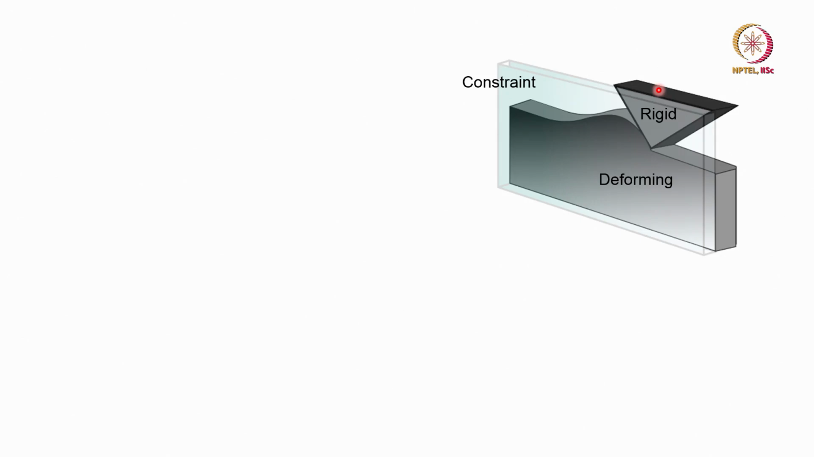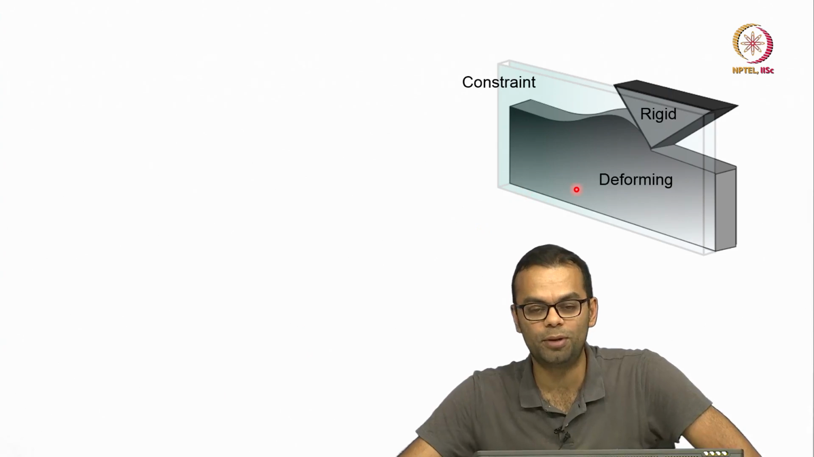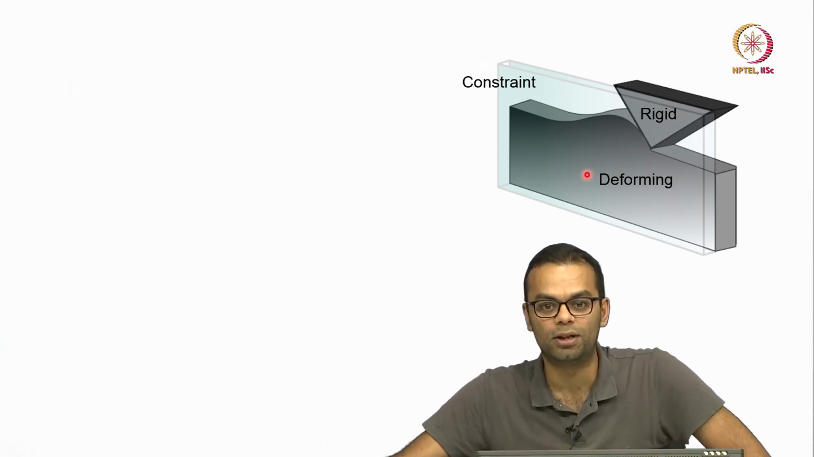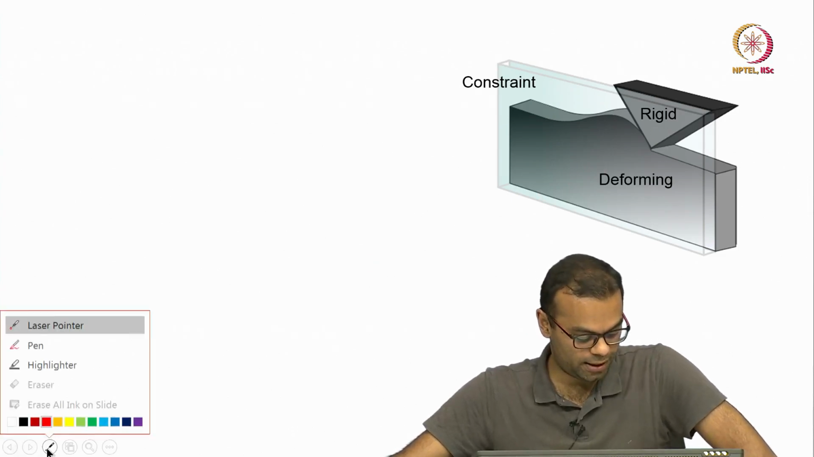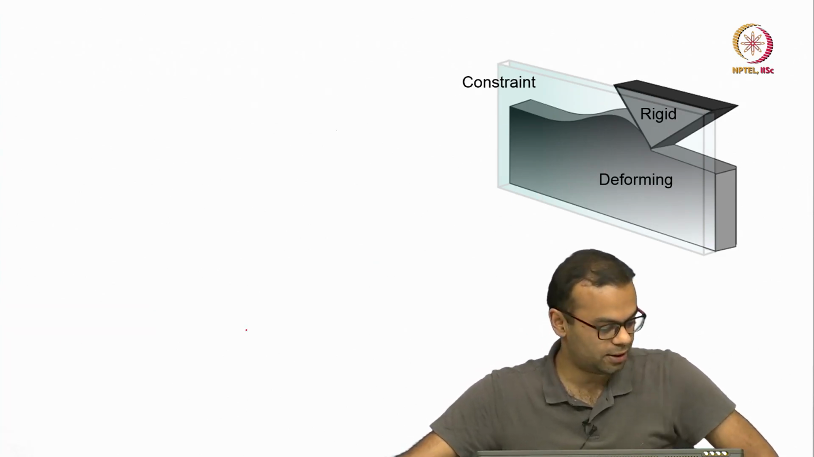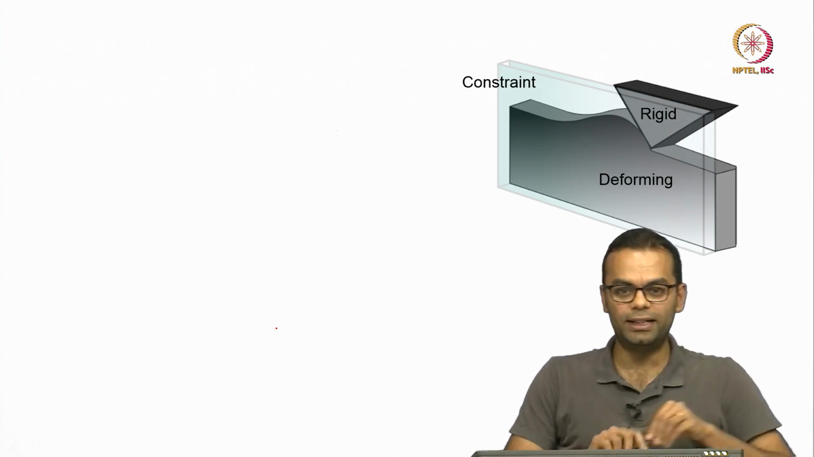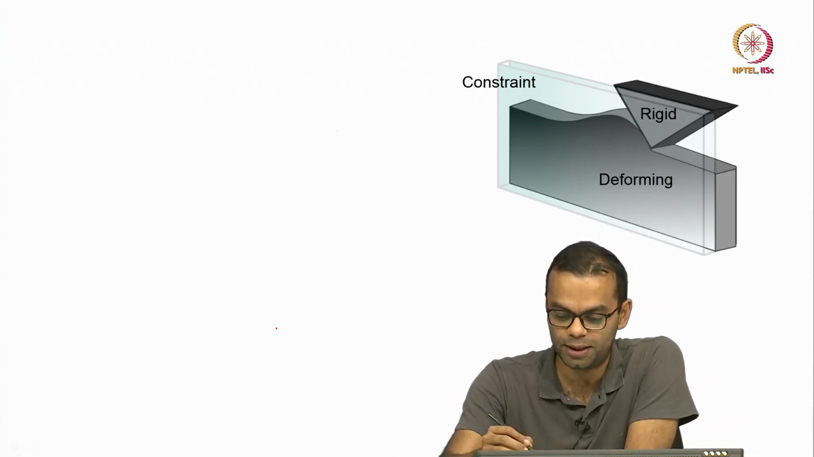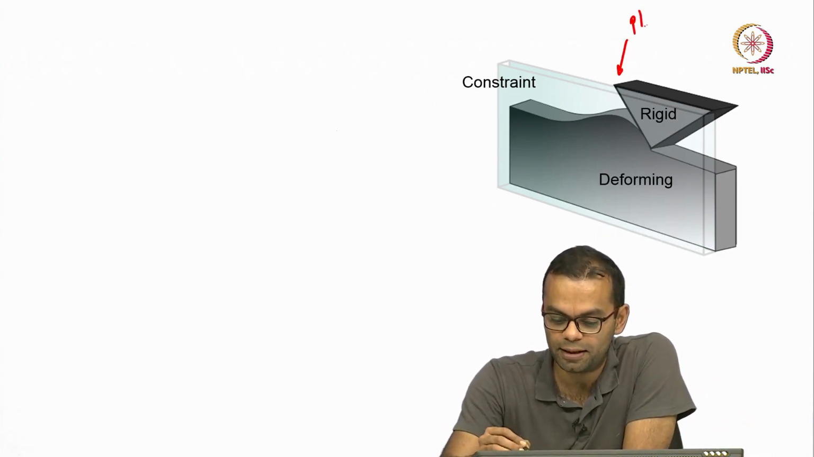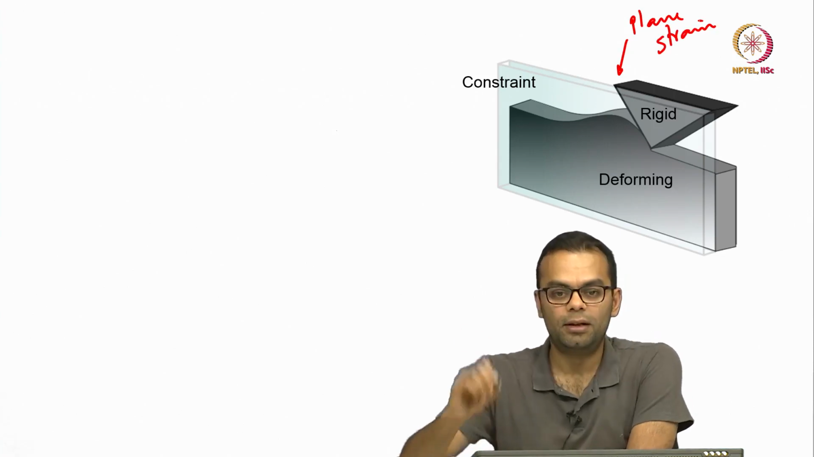So, a typical way in which you would make something plane strain is to put a constraint. Here I have a constraint which is a glass plate, just pressed against the deforming object to make sure that the deforming object does not come out of the plane of viewing. Now, just so that we are again on the same page, I will make a quick distinction about this situation. This is called plane strain. I think I mentioned this in the introduction.